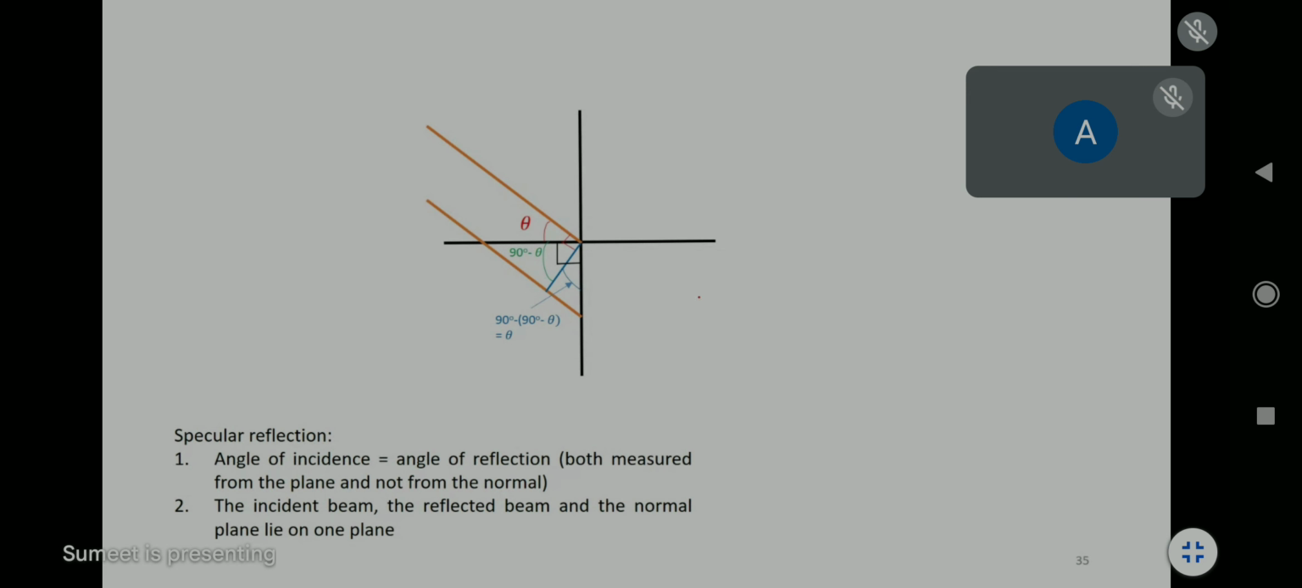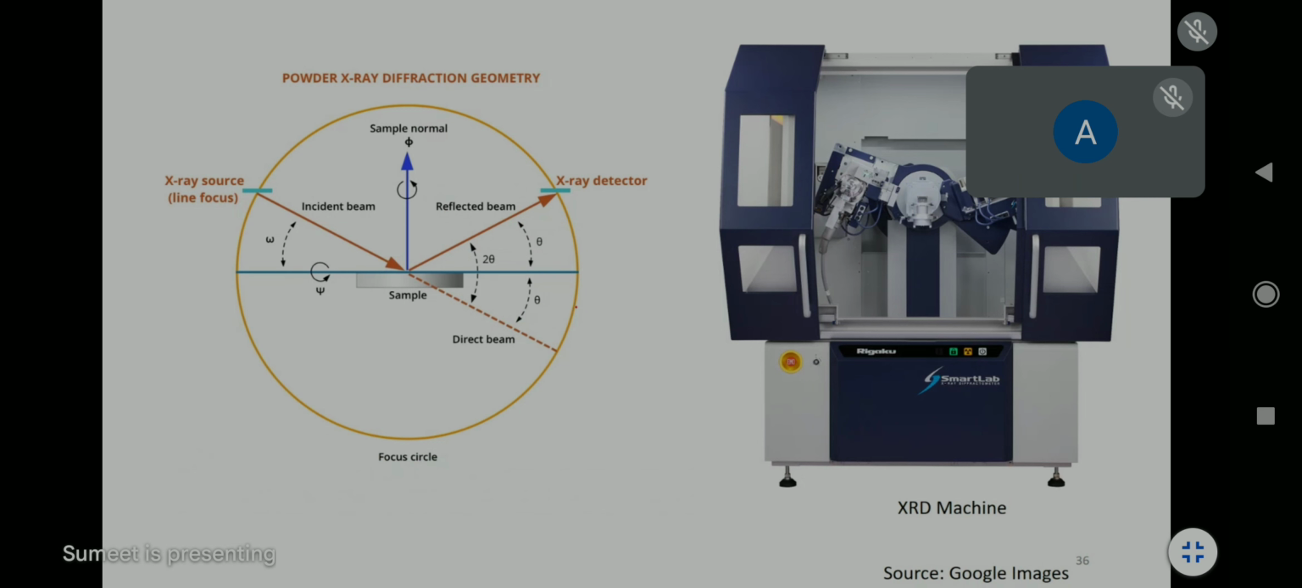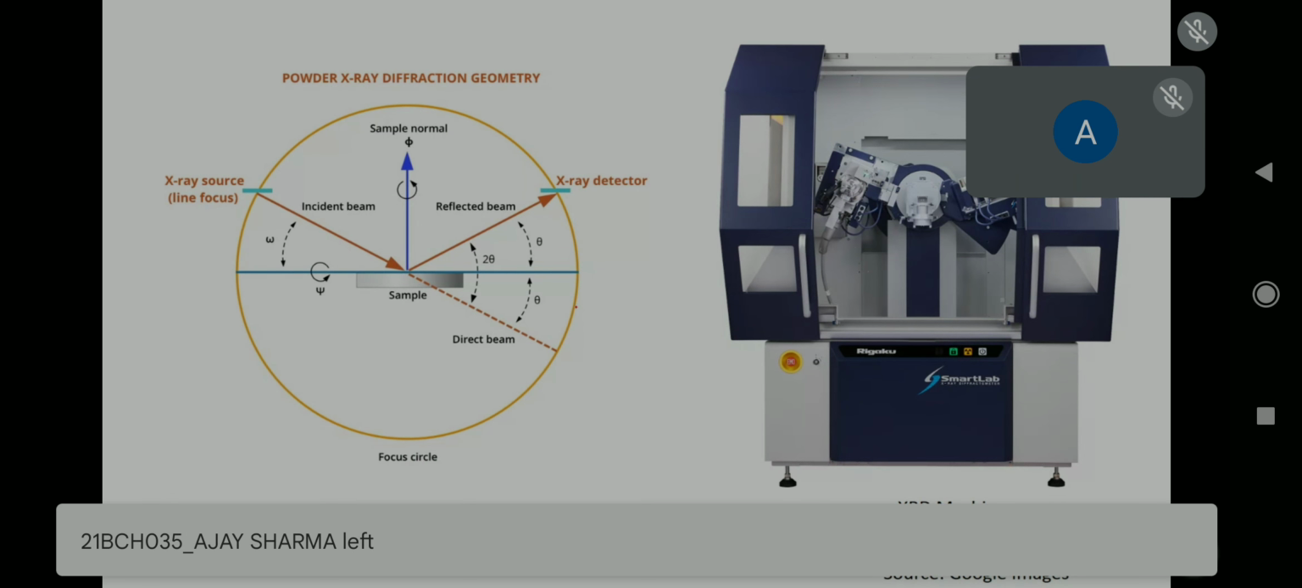So yes, this slide generally shows you that this was the incident beam one, this is the second. So this was the incident angle theta. How does this incident angle theta equal this angle? If you are not able to find it out, then this slide will definitely help you to get it done, how this angle is equal to this theta angle. So this is again the same thing which we have seen earlier.